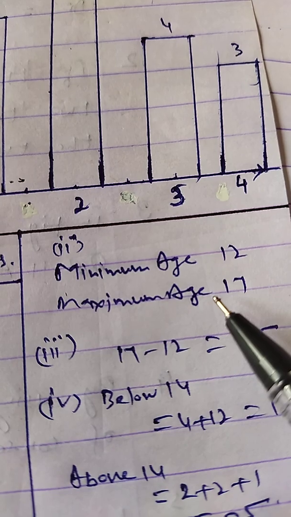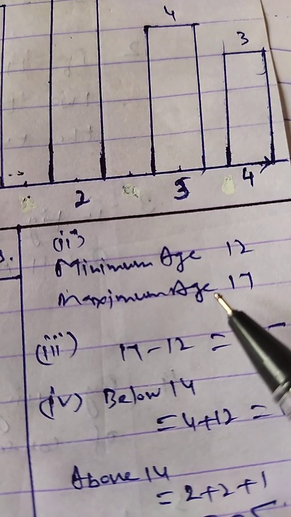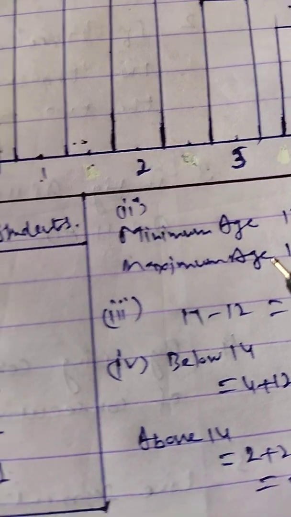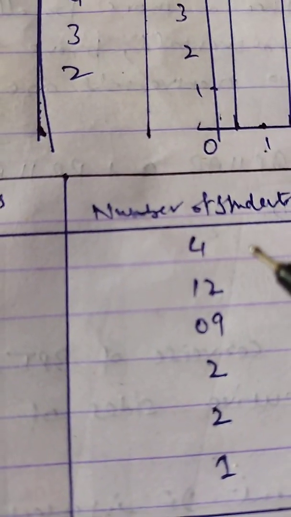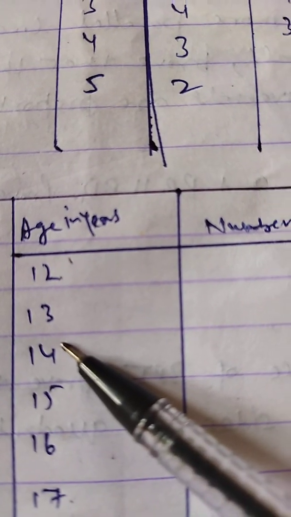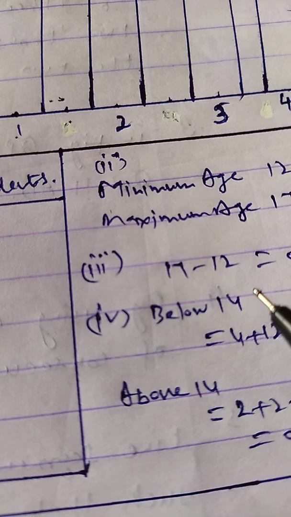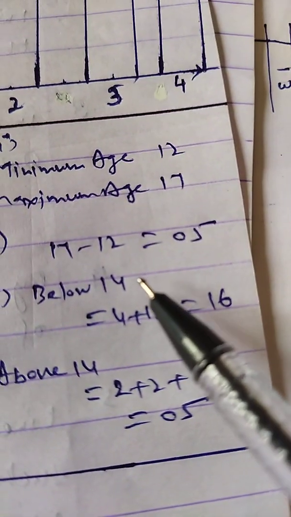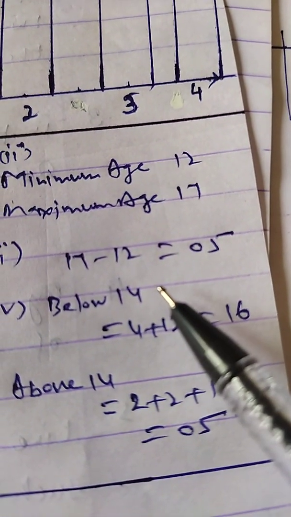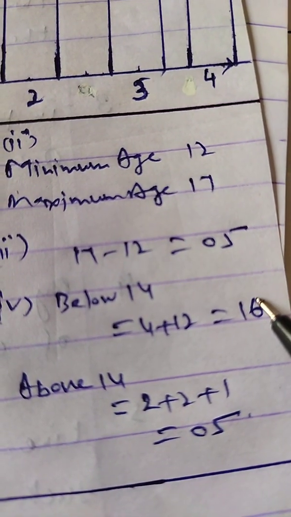And then it is asked, how many students are below age 14 and how many students are above age 14. So here it is. This is 14. So below 14 you can see 12 plus 4. So you mention that frequency of the students, that is 4 plus 12, 16.